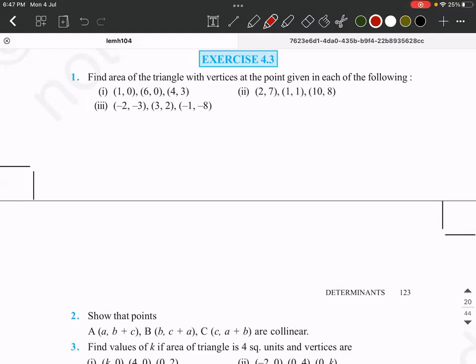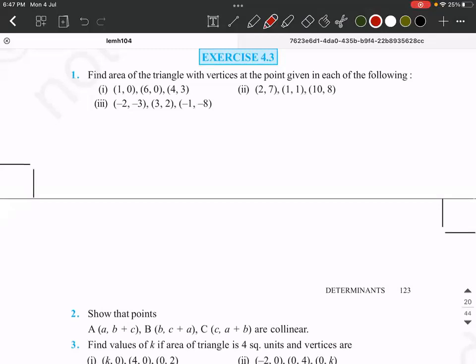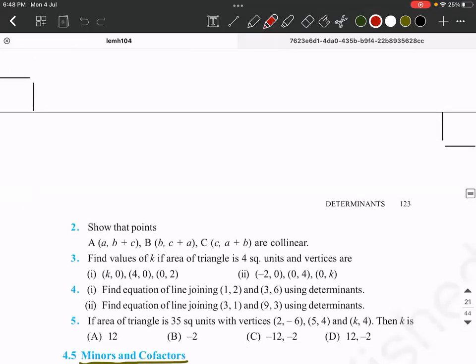So what is the answer for the first one? Fifteen by 2. 1, 0 and 6, 0 are both on the x-axis. Okay. What about the second one? 47 by 2. Okay. Third one, 1, 5. So for everything, add the term square units. Are you doing it? Yes, sir. Okay.